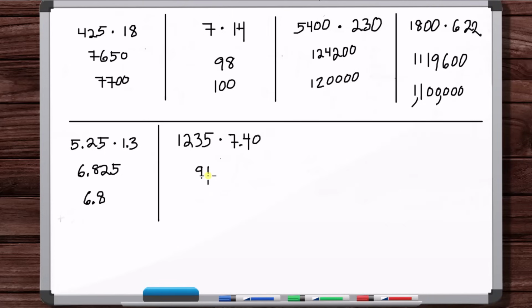9,139. Okay, this has 4 significant figures. This has how many? 3 significant figures. We're going to round this to 3 significant figures. Round up this 3 to a 4.